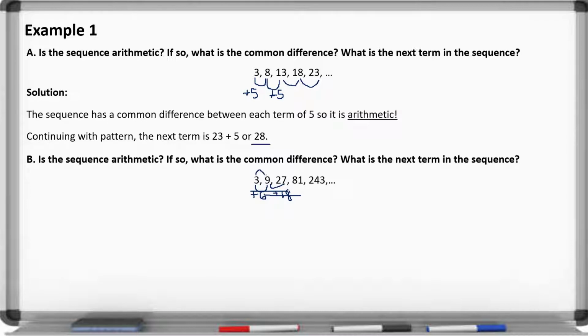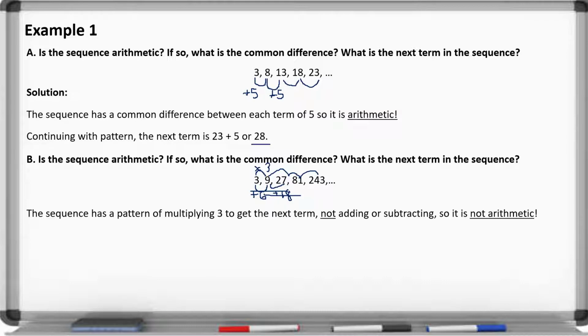So in this case, the pattern is to multiply by 3, and so on. 9 times 3 is 27, and 27 times 3 is 81. So this is clearly not arithmetic since we're multiplying by the same number. In arithmetic, we want to add or subtract the same number. So therefore, this is not arithmetic. However, we can still find the next term in the sequence by multiplying by 3. So if we take 243 and times it by 3, we get 729.